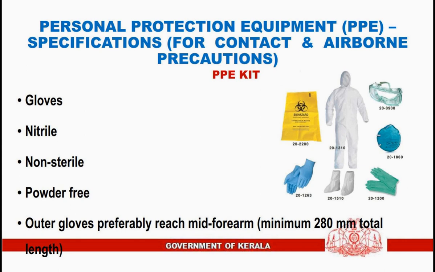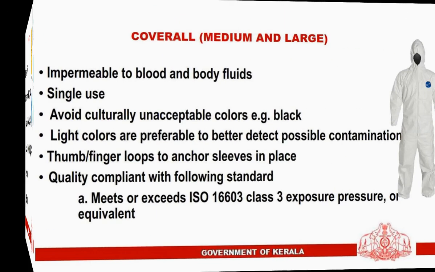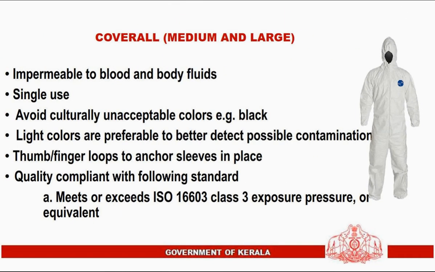PPE specifications for contact and airborne precautions. PPE kit. Gloves: nitrile, non-sterile, powder-free. Outer gloves preferably reach mid-forearm, minimum 280 mm total length. Different sizes are available like 6.5, 7, etc. Quality of the PPE with below standards: coverall, medium and large.